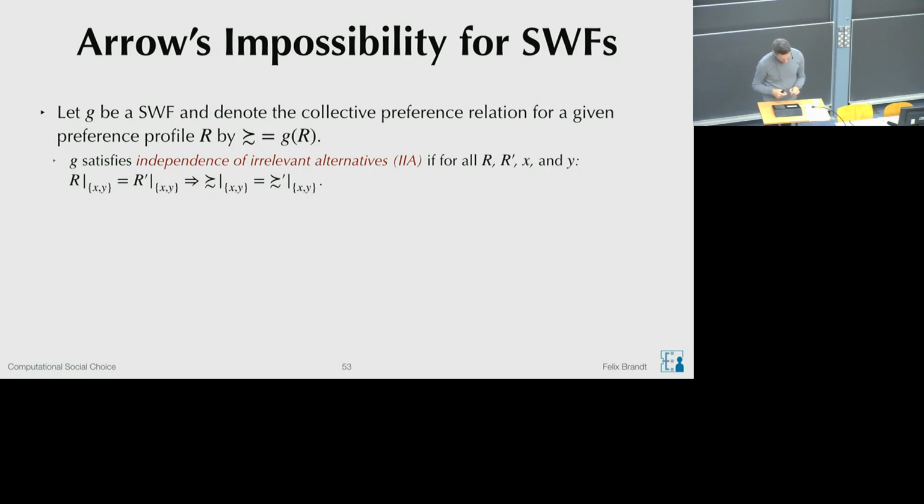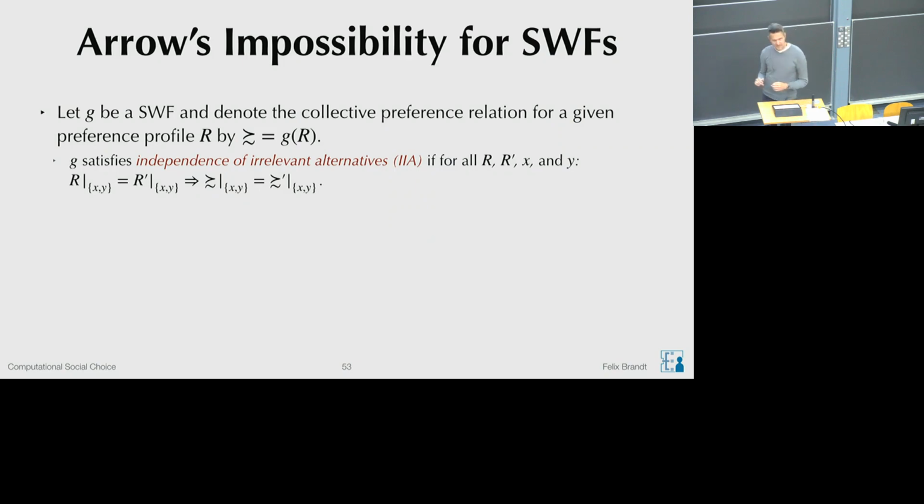Then if the following condition is satisfied, if the preference profiles coincide on the individual rankings of the alternatives X and Y, so that means the preference relations between X and Y are exactly the same in both of these preference profiles, then the consequence should be that in the collective preference relation, that's this symbol here, for both of these different preference profiles, the collective ranking should also be the same.